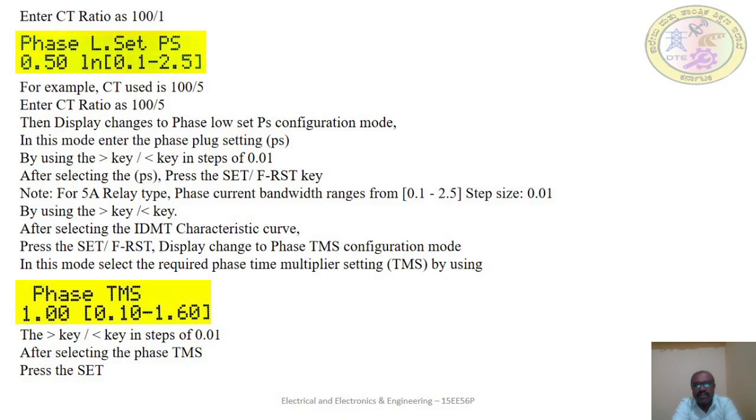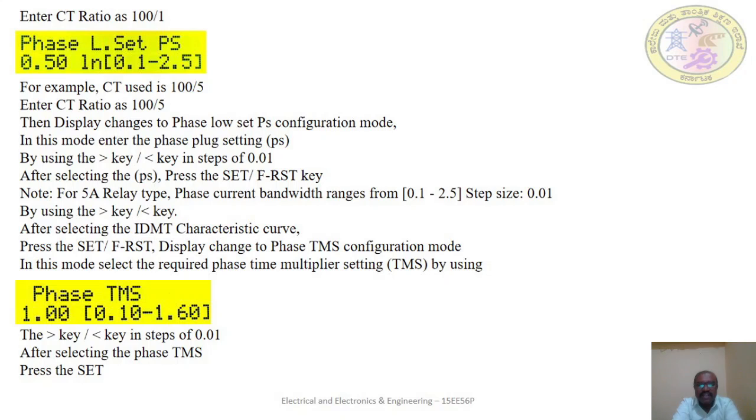Then the display changes over to phase low setting PS configuration mode. In this mode, enter the plug settings. You have to enter the plug settings by using the arrow key in steps of 0.01. After selecting the PS plug setting, press the set key. Note, for a 5 amp relay, the phase current range is from 0.1 to 2.5 in steps of 0.01. These are the things which will be given in the manual book. You have to read carefully and operate.